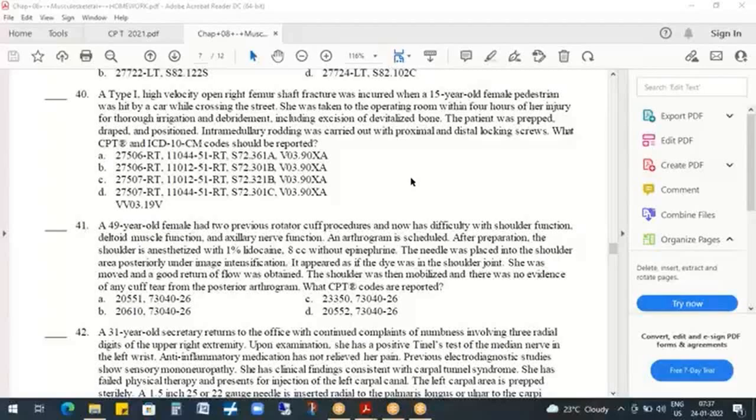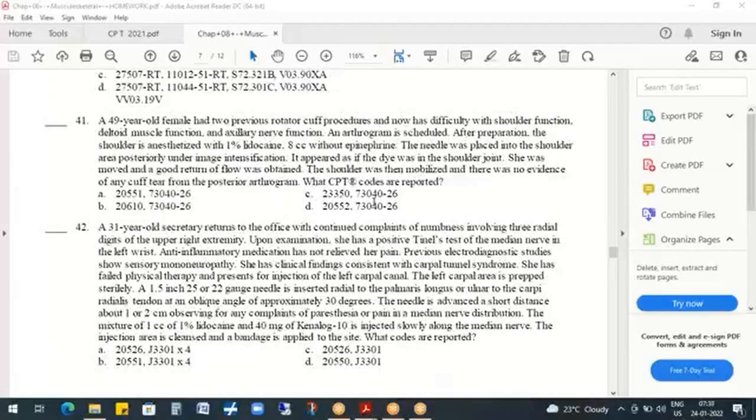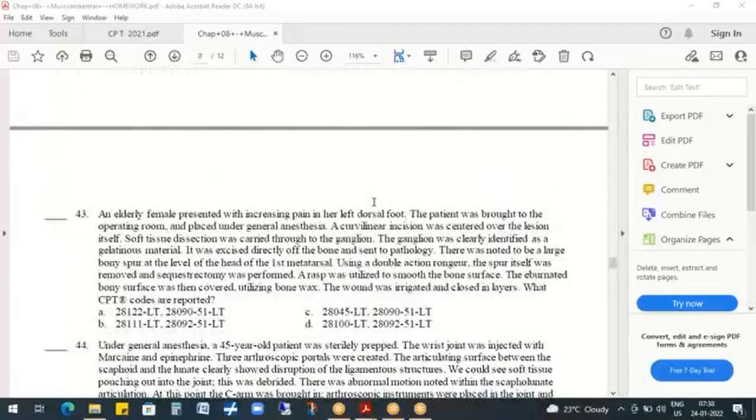27506, sir. 11044 or 11012? 11012, sir. Open fracture. Then what is your answer? B is the answer. Understood everyone? Like this, the key terms of intramedullary nail rodding will be there for open treatment.